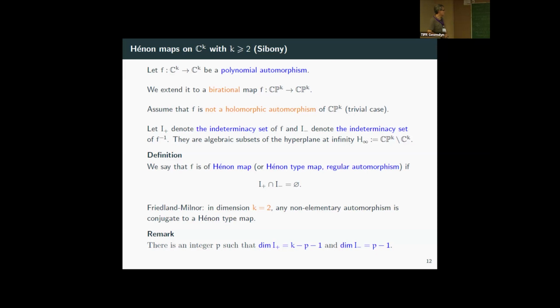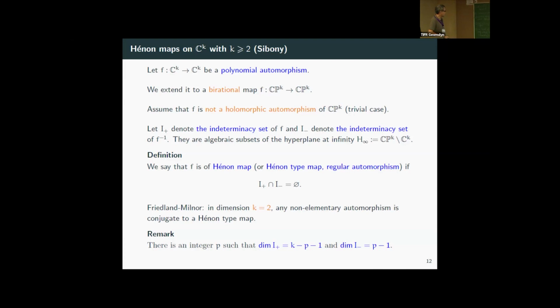So it's similar to the case of dimension 2, except now I plus and I minus are algebraic subsets of infinity. So at infinity, you have some hyperplane, projective hyperplane, and you have two algebraic subsets on H infinity. And the definition is very simple.